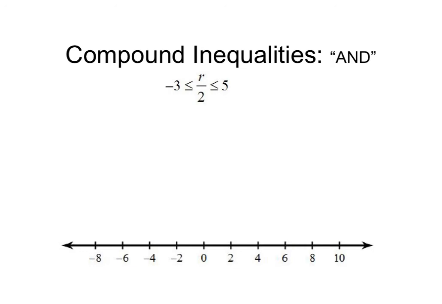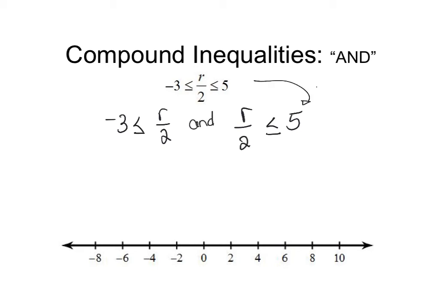I can also be asked to solve an inequality that does not have the word and, but it is implied. So here in this problem, I have -3 less than or equal to r over 2 less than or equal to 5. This is the same idea as rewriting this one inequality into two. I can split it up. The one in the middle is on the right for the -3 and it's on the left for the 5, and then I can include the word and.